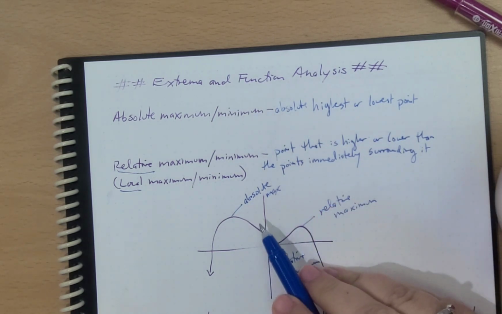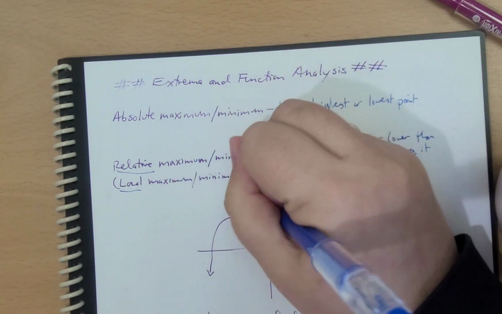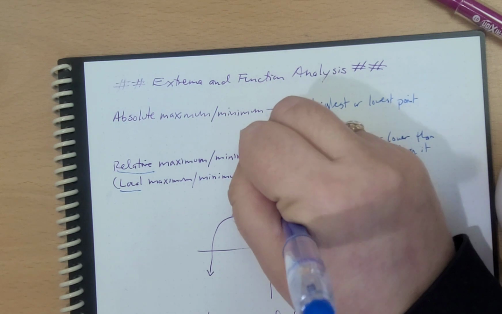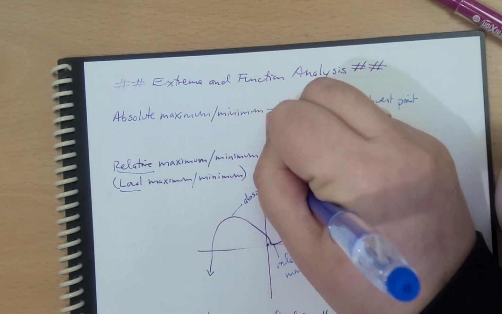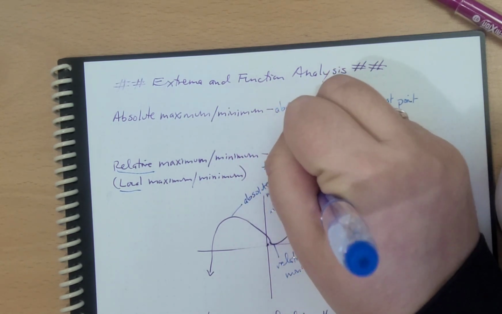Okay, and an absolute maximum is also a relative maximum. So you could say it's also a local maximum. But basically, that's what these are.